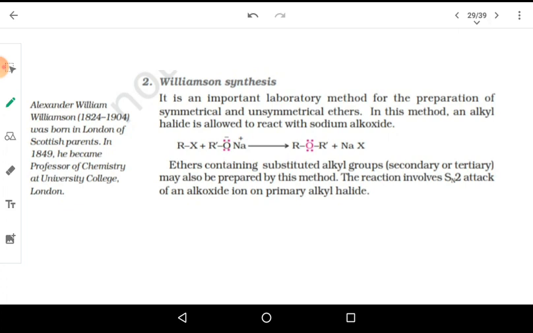Now let's talk about Williamson synthesis. In Williamson synthesis, we take RX and RONa, sodium alkoxide. So here what is happening?